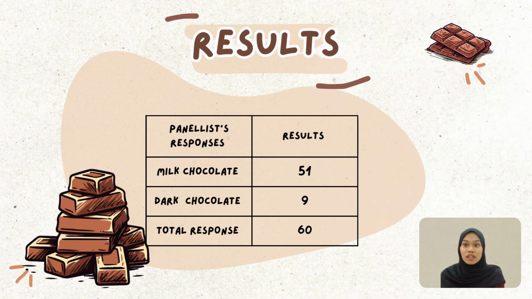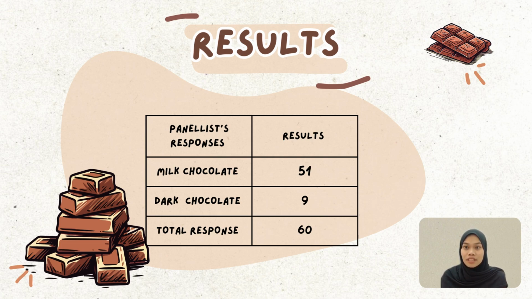Okay, for the result part, a total of 60 panelists participated in the test, with the majority being female, which is 36 panelists, and the remaining 24 are male. The total correct responses where panelists successfully identified the sweetest sample, which is milk chocolate, were 51, while the other 9 panelists incorrectly chose dark chocolate.